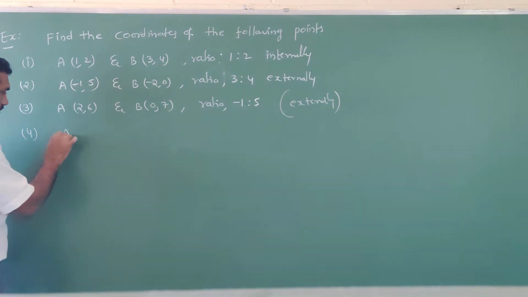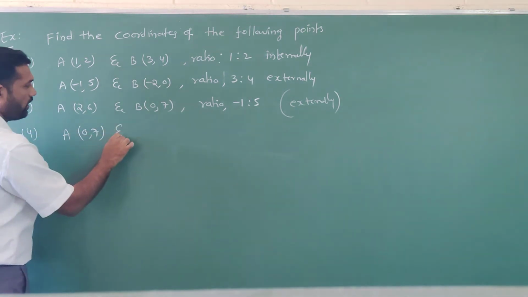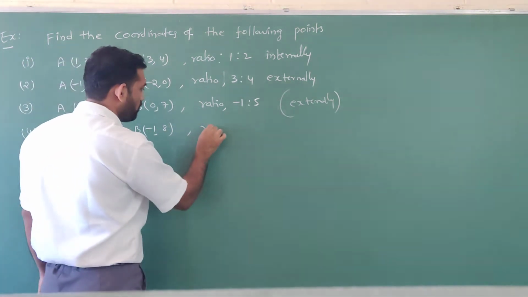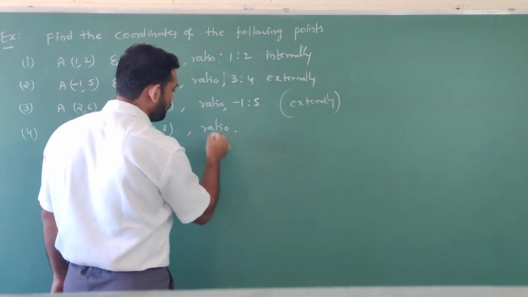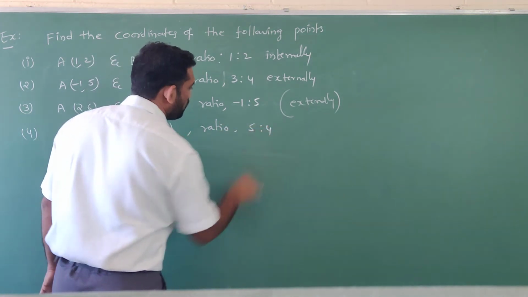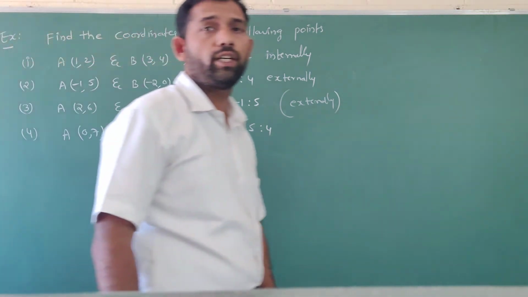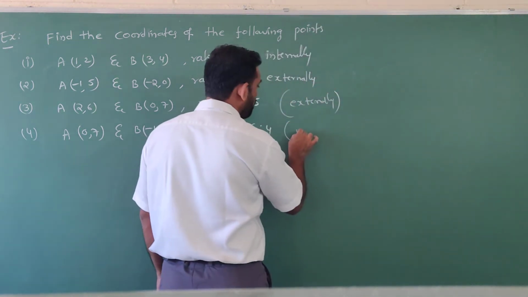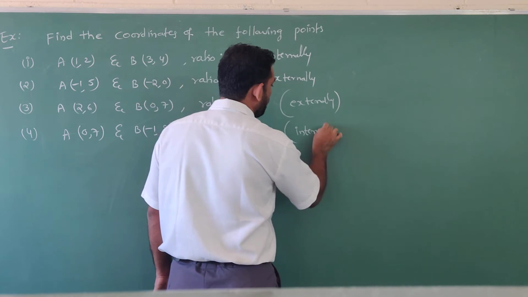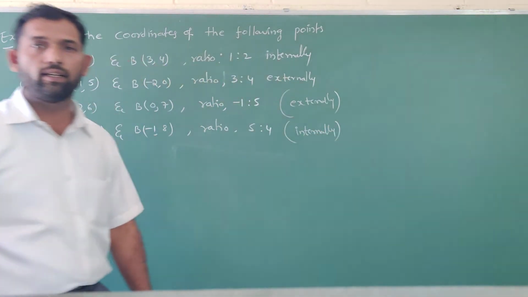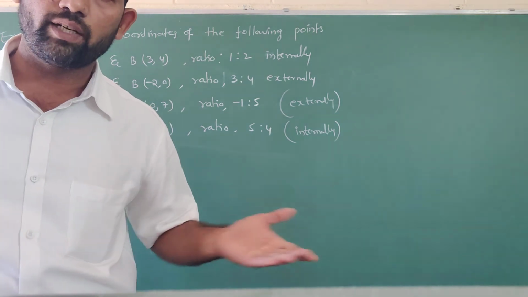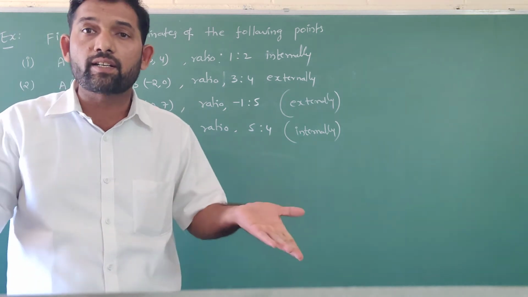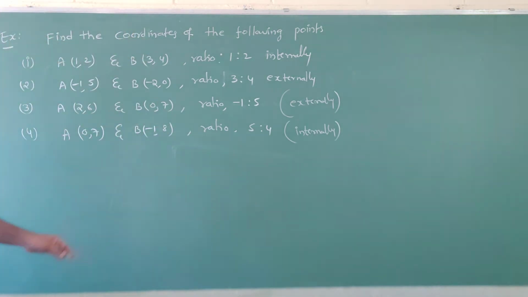Fourth one, (0, 7) and B (-1, 8). Ratio 5:4. So if they don't mention it, it is indirectly internal. So the ratio is positive, that is internally. Any ratio having a negative value, you have to identify as external. So I will do some problems on this.